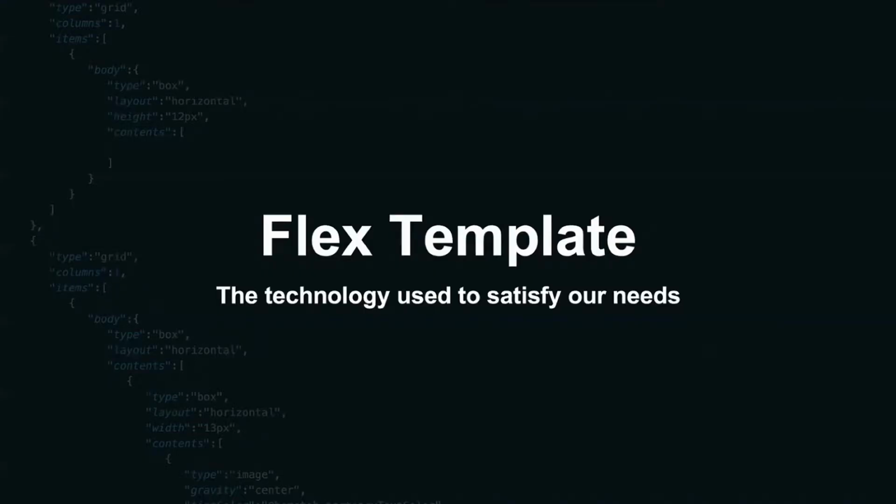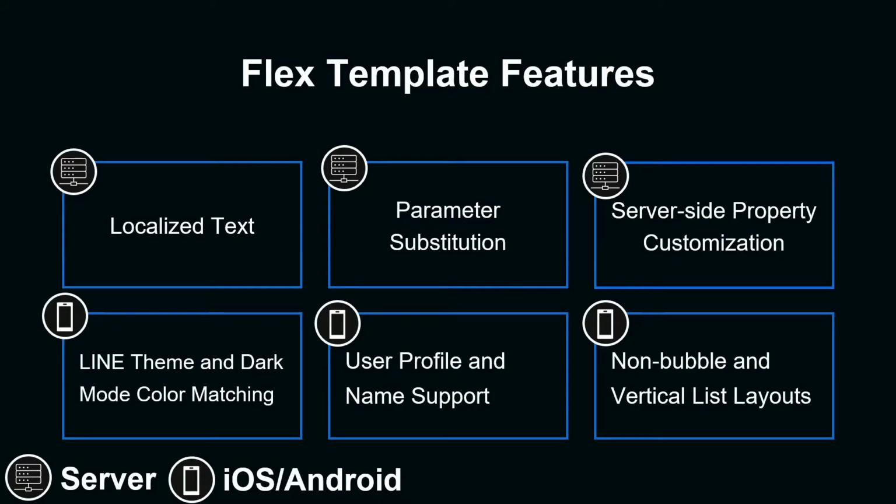And then allow me to introduce more about the Flex template we showed in the system flow. The Flex template is an adaptation of Flex message. Compared with the original Flex message, we added many features to fit the home tab recommendation, on both server and client side. For the server side, to support internationalization, we added a localized text feature, parameter substitution, and server-side property customization.